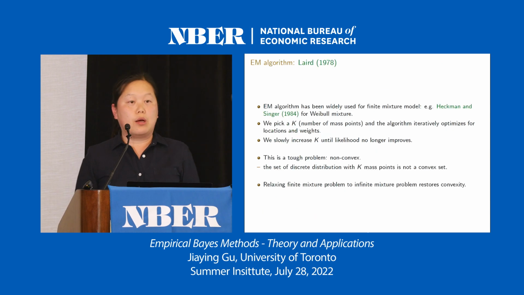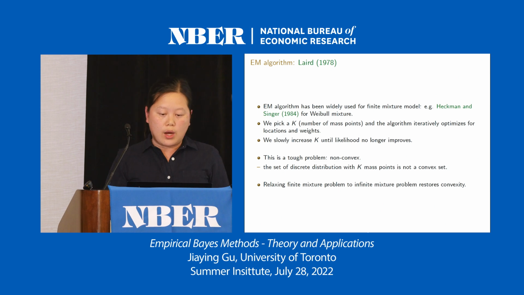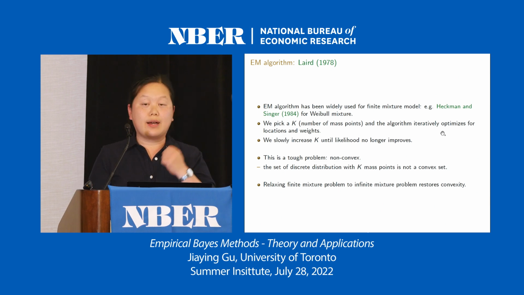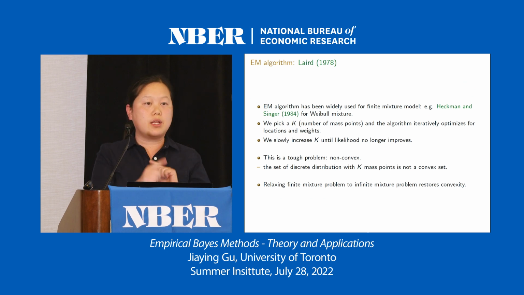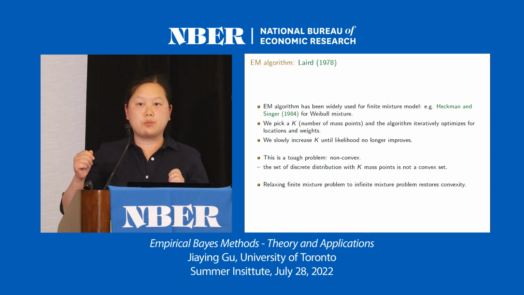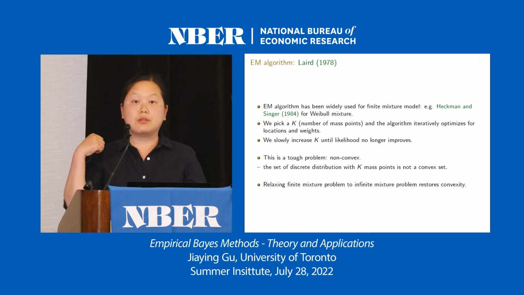Okay, so let's first talk about a well-known algorithm to implement this, which is also the algorithm proposed by Heckman and Singer for their Weibull mixtures in modeling duration. How we go about it is we first pick a K, which tells the EM algorithm that I'm going to consider distributions with K mass points. Then the algorithm iteratively optimizes the locations and the weights put on these mass points. Then we slowly increase K, right? Because I don't know how many mass points I should have. I slowly increase K until the likelihood no longer improves, and I settle down at that estimator to be called my non-parametric MLE.